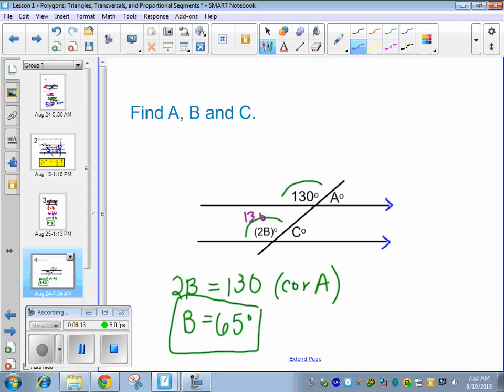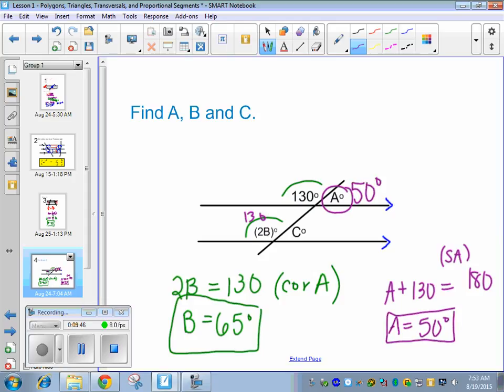C is not 130 because that would mean it was equal to this angle right here. Does it look like this is equal to this guy? No? Okay, what do you think? 2 supplementary angles, okay? So we could say A plus 130, because there's a straight line there, has to equal 180, so those would be supplementary angles. Subtract 130, and A is equal to 50 degrees.